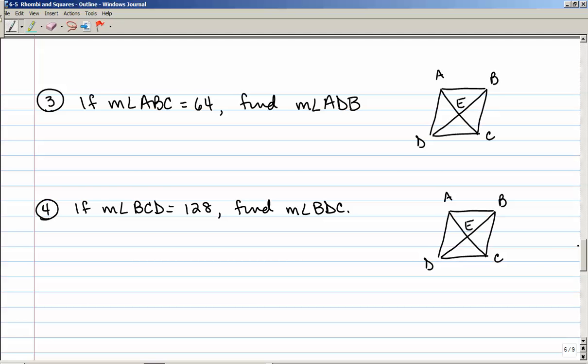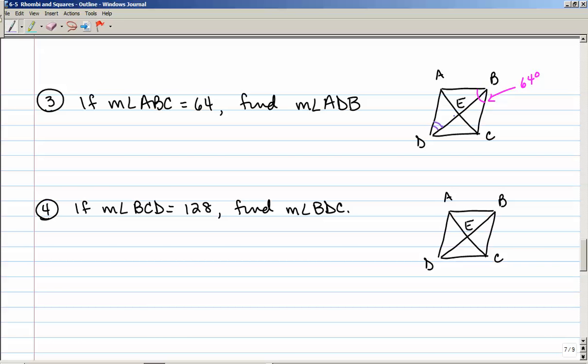Number 3, if the measure of angle ABC is 64, find the measure of angle ADB. So let's go ahead and mark that in there. Angle ABC, so that's the large angle here. That's 64 degrees. And I need to find the measure of angle ADB, so that would be this one right here. Okay? Well, opposite angles in a rhombus are congruent to each other, so big angle B is the same as big angle D, so this one down here is also 64 degrees.